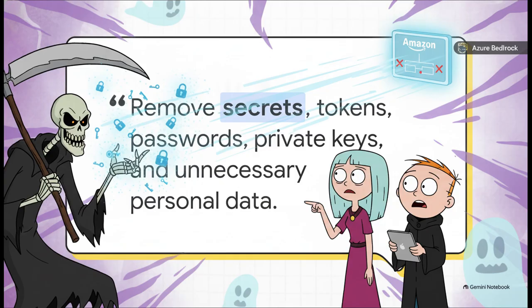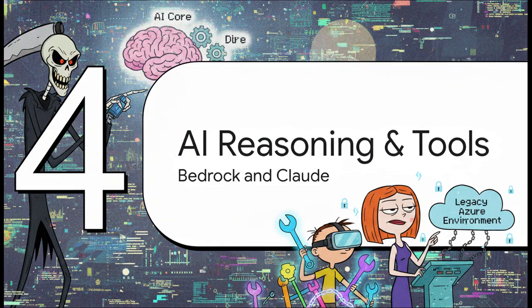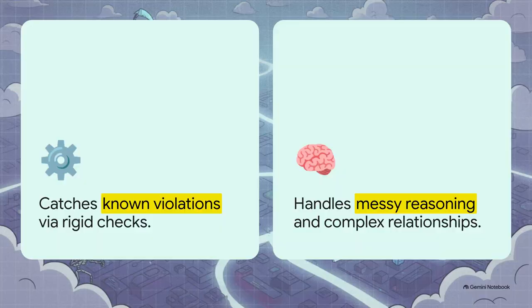This sanitization has to happen before a single byte of data ever crosses over into Amazon Bedrock. Section 4, AI reasoning and tool use. It's super important to understand the division of labor here. On one side, we have our deterministic engine. This is your traditional, rigid, rule-based scripting. It is absolutely perfect for catching known policy violations, like a blatantly open RDP port.